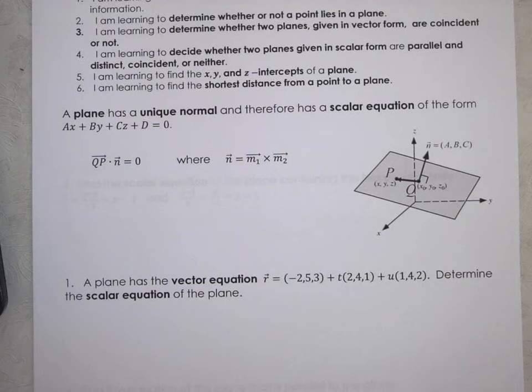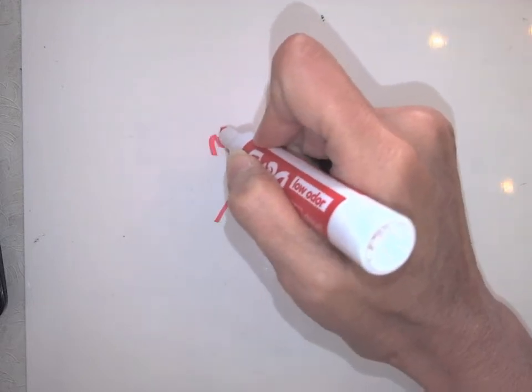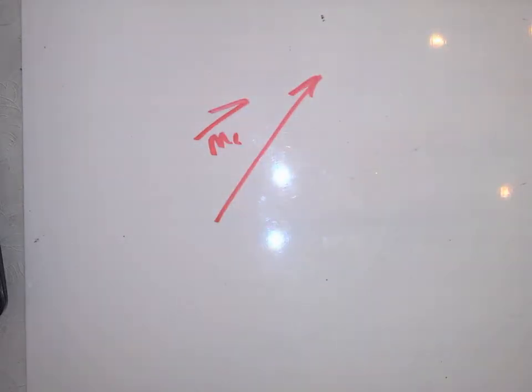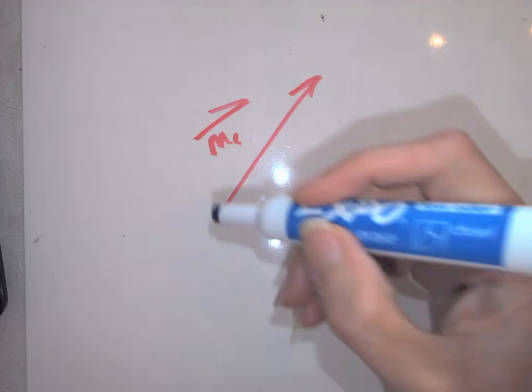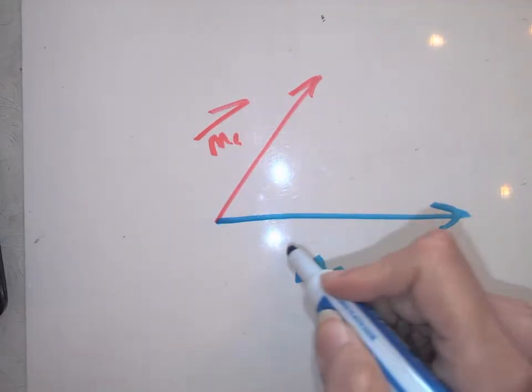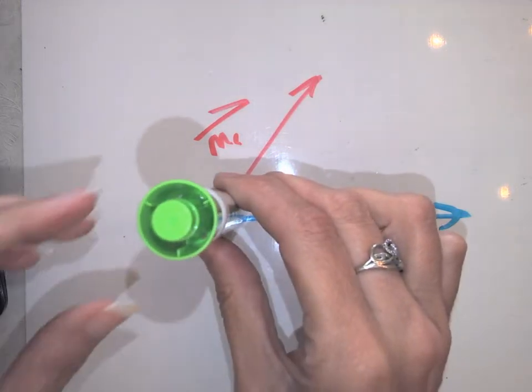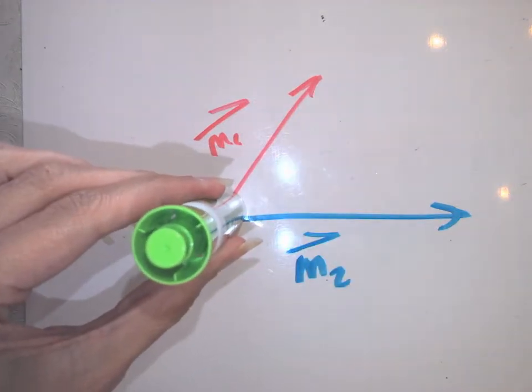So a plane has a unique normal and therefore has a scalar equation. Okay, I'm going to do a little whiteboard here with you. So if we think of this as our plane, we need 2 direction vectors. There's one, we can call that M1, and here's the second direction vector, M2. And if I do the cross product of those 2 direction vectors, I'm going to get a third vector that is normal to the plane.